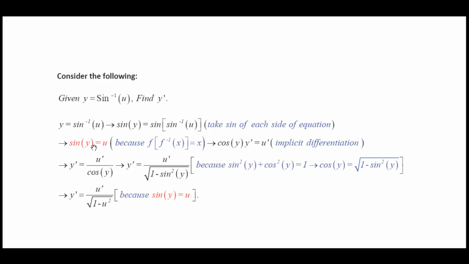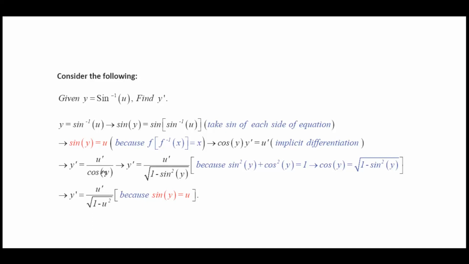So now we'll take the derivative of the sine of y. That's the cosine of y. This is implicit differentiation, so we'll put a y prime with it. And the derivative of u is just 1 u prime, or du, whichever notation you're using there. So we have done that. Our goal is to find y prime. So y prime is u prime over the cosine of y.